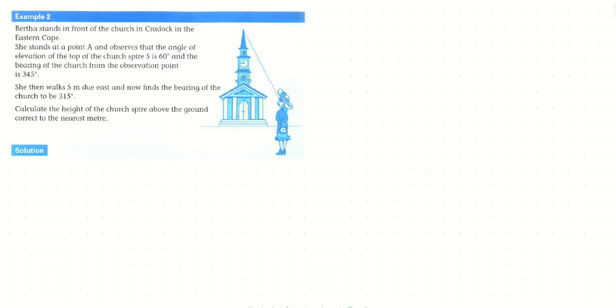Now that's an important thing, guys, bearing. Remember, that's looking at north and south. So we've got our north, east, south, and west that we need to adhere to. She then walks 5 meters due east and now finds the bearing of the church to be 315 degrees. Calculate the height of the church spire above the ground correct to the nearest meter.